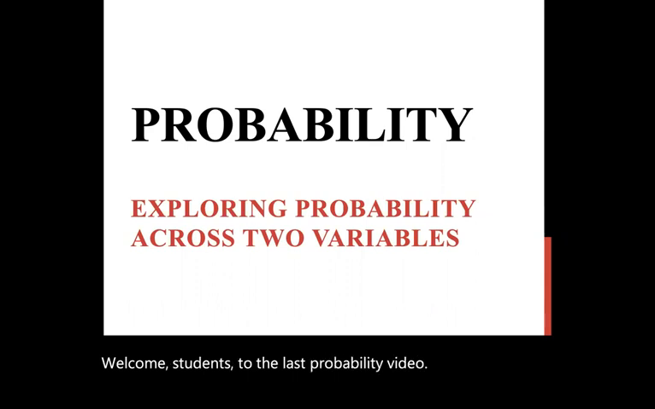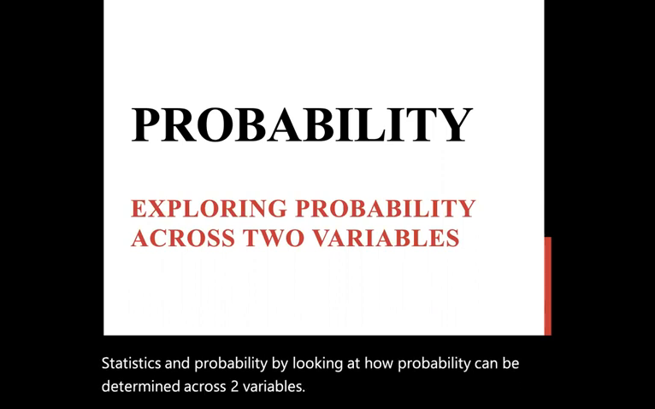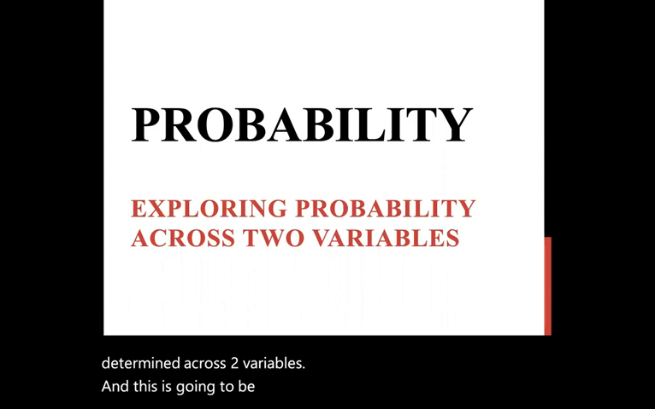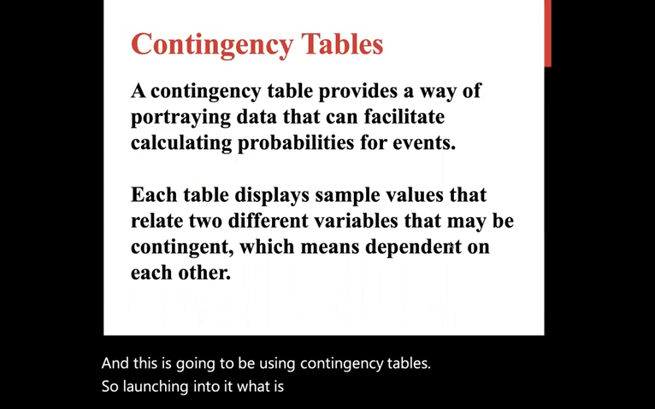This one finally pulls together statistics and probability by looking at how probability can be determined across two variables. And this is going to be using contingency tables. So launching into it, what is a contingency table?